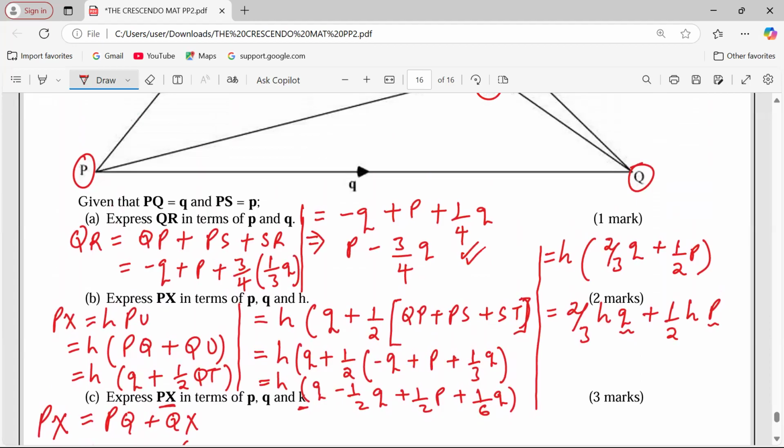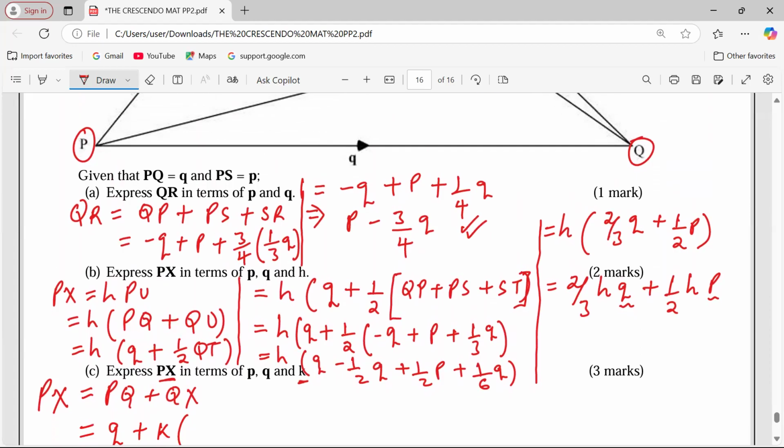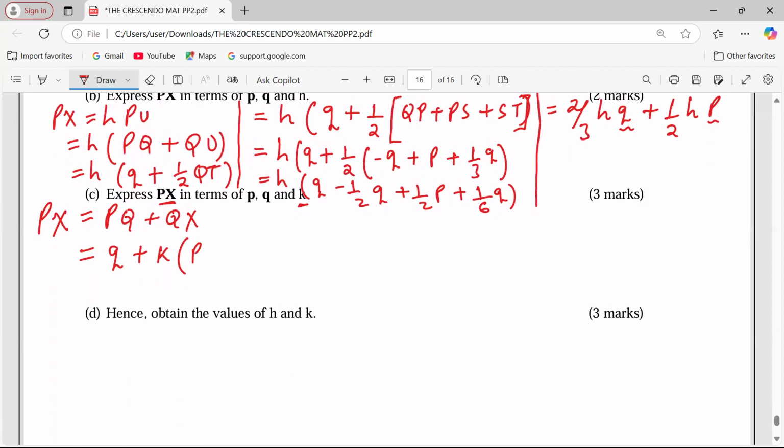QR was calculated in part A, which is p minus 3/4 of q. So we can have q plus k multiplied by p minus 3/4 k multiplied by q. With this, we can group the terms in this vector which have common vectors.